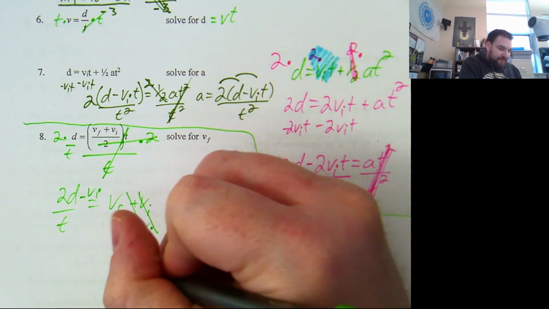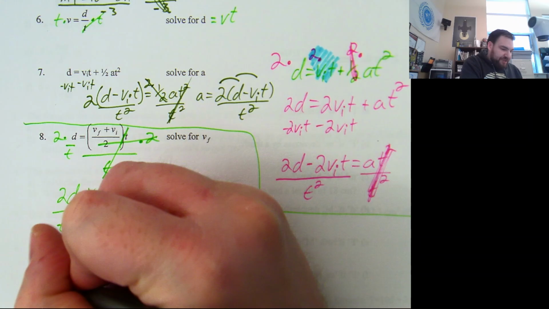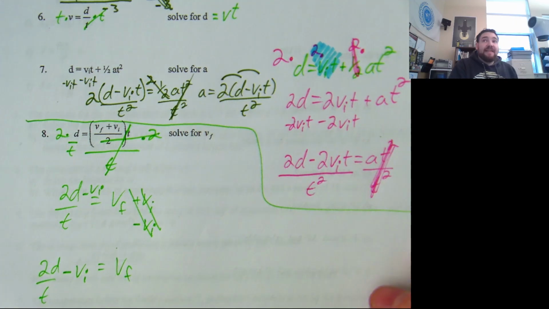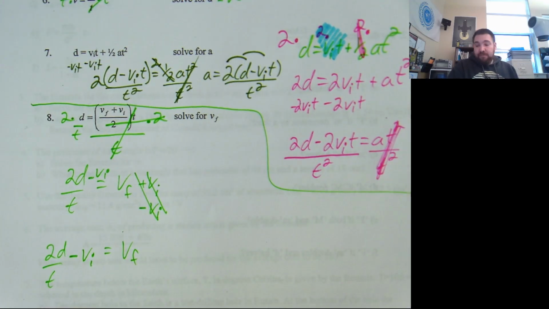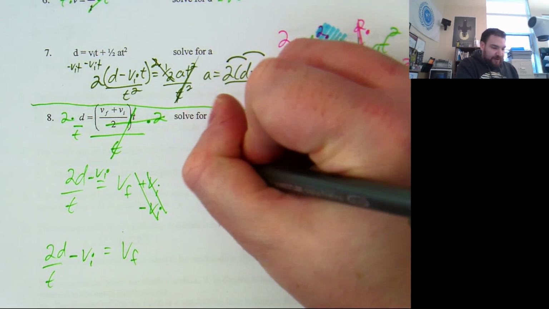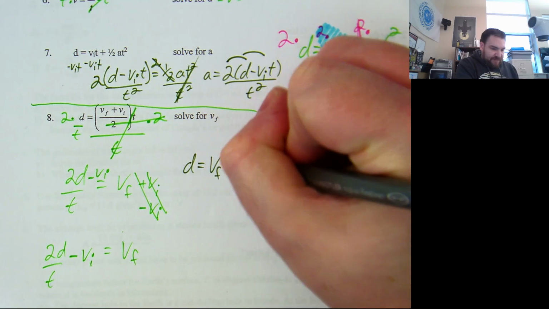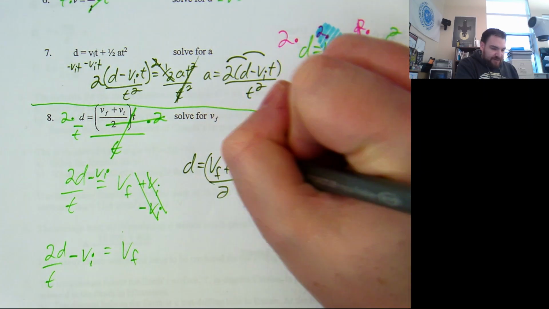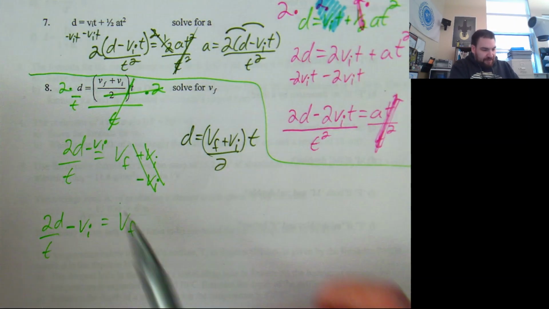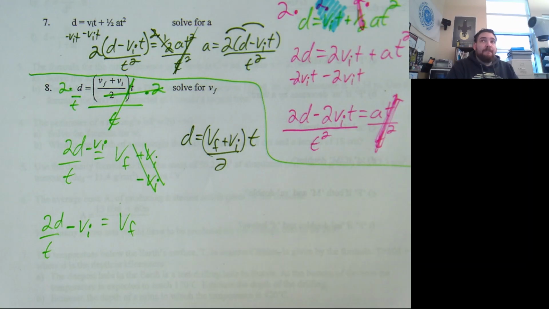That'll cancel here, and you're going to get VF equals 2d over t minus VI. That's not the only way to do this question. I want to show you one other way: VF plus VI over 2 in brackets times t. One totally acceptable way to do this question.